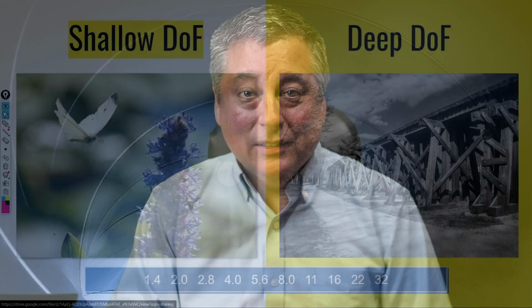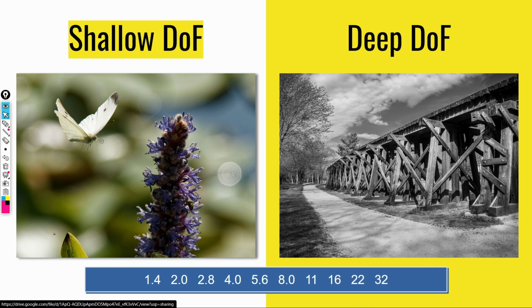Now that we have all that out of the way, let's get into the fun stuff and talk about how aperture affects your depth of field, your bokeh, and image quality. Now, when we're talking about depth of field, we commonly say we have a shallow depth of field or we have a very deep depth of field.